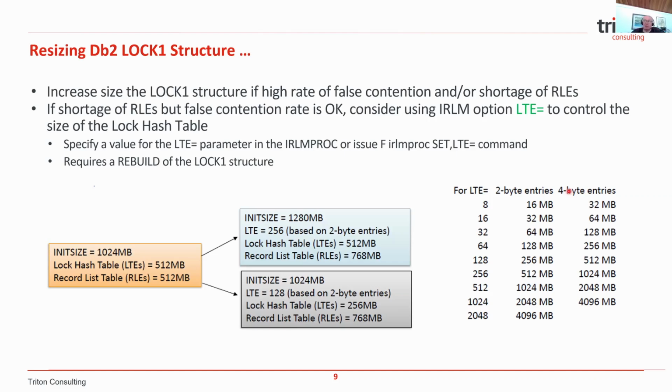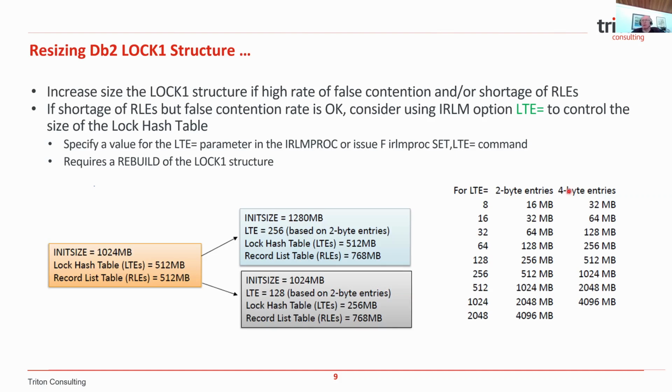Now, in a perfect world, that would be the end result. If you doubled the size of the lock structure, and specifically within that the lock table, then you would halve the false contention. But that's not always the case, but it's certainly the tuning action you would first take.